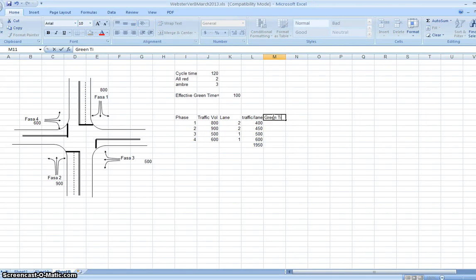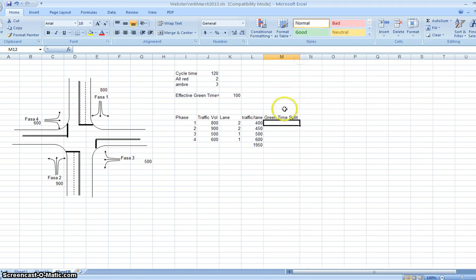So we can get the green time split. We can divide this one into this ratio. This one we divide by this one. So this is now our ratio, so we can copy down. Okay, so this is the green time split.